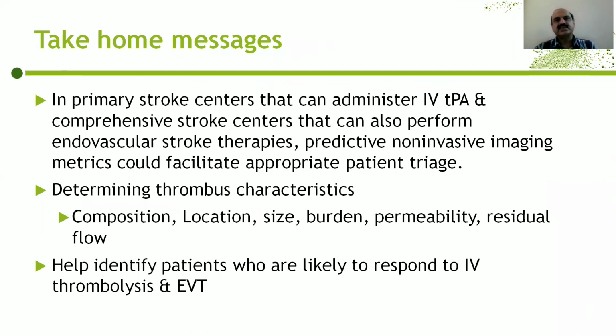Now in the end, what is the take-home message? The take-home message is that determining thrombus characteristics may help us. If we determine the composition of thrombus, location, size, burden, permeability, it can help us in predicting the prognosis. Right now, we have not included the thrombus characteristics into the protocols. Whether the thrombus is hard, soft, hyperdense, or hypodense, the protocol doesn't change for IVT or for MT right now. But probably by understanding these characteristics better, they may be included in future protocols.